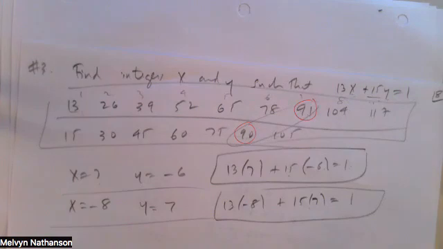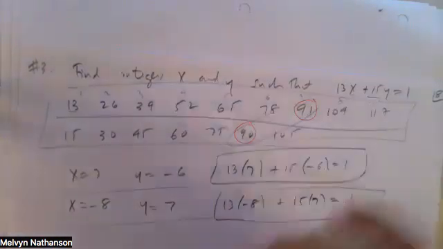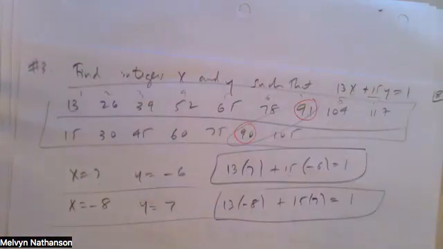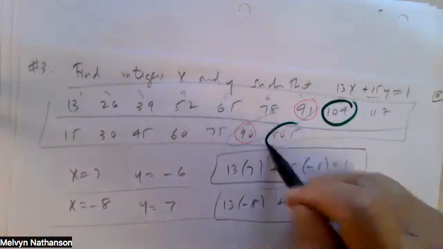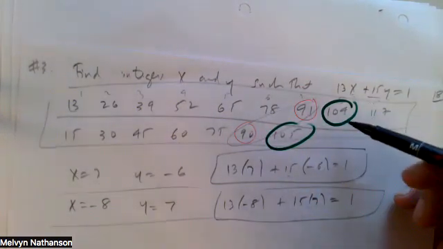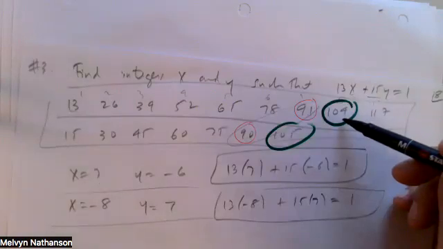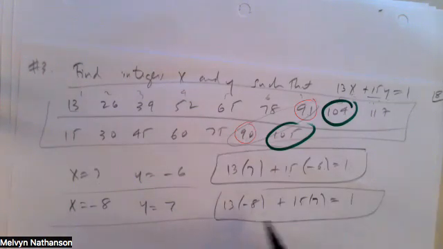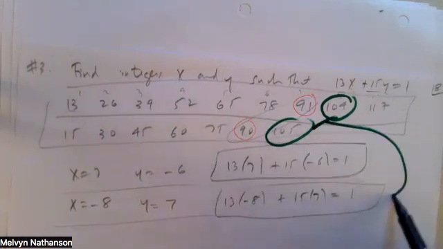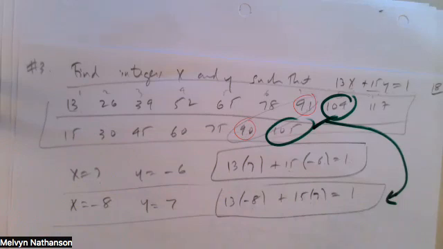And for x equals -8, because I continued along this table, I found 2 other numbers that differ by 1. I have 104 here, 105 here. This is 8 times 13. This is 7 times 15. So 13 times minus 8 plus 15 times 7, that's minus 104 plus 105, that's also equal to 1. Okay, that makes sense.